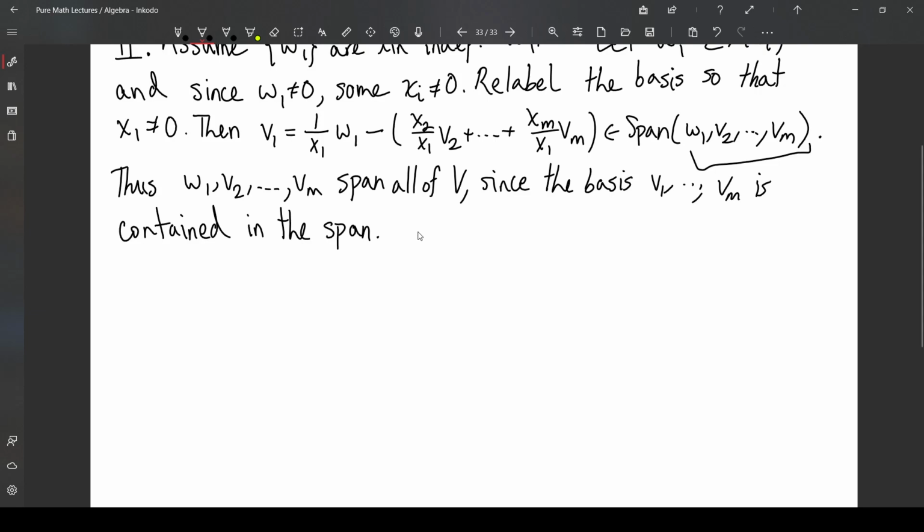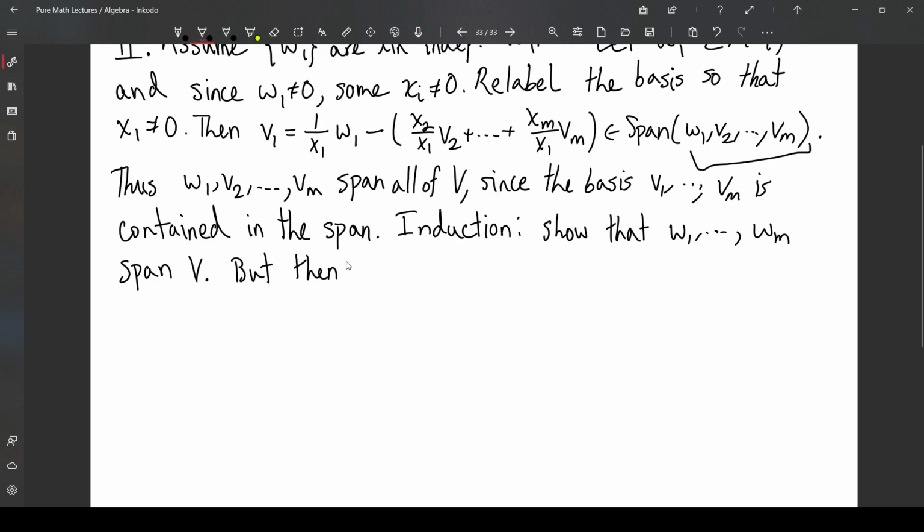And so now this is kind of the part in the proof where it gets really messy. What you do is you use induction to show, essentially, you keep repeating this argument and you keep replacing V2 by W2 and so on. So you show that w1 through wm, you just keep replacing the basis vectors, and you show that these span V. But that's the messy part. That's the part that I'm going to skip. It's essentially the same. It's a lot of indices and stuff that I'm not going to go through.